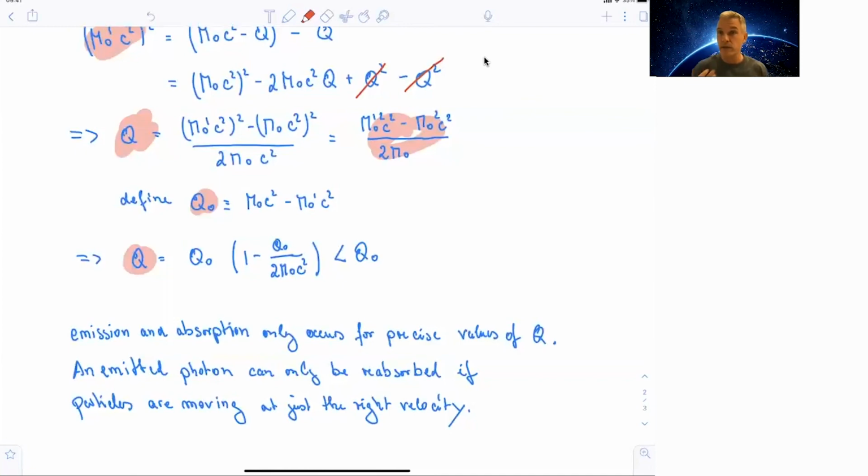All right, so we learned just by using special relativity quite a bit about the physics involved in absorption and emission of photons.